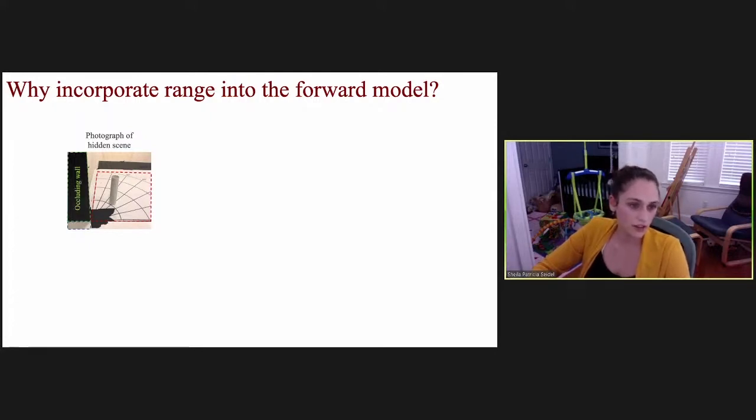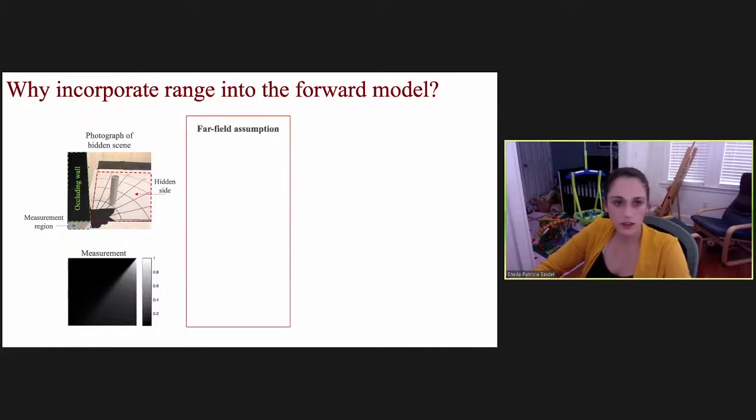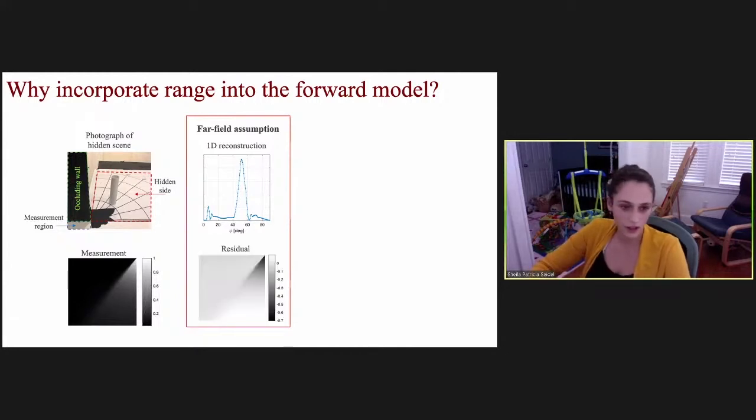If you look at this simple scenario, we have our occluding wall, a hidden side that's composed of one simple white cylinder, and this is where we're going to collect our measurement. In a really high SNR scenario, it might look something like this. If we assume that everything is in the far field, here's what our 1D reconstruction looks like. You can see there is a peak at the angular location of the target, but there are also artifacts at angles where there clearly is no scene content. And then if you look at the residual, there's a lot of undescribed radial fall-off patterns in our measurement.